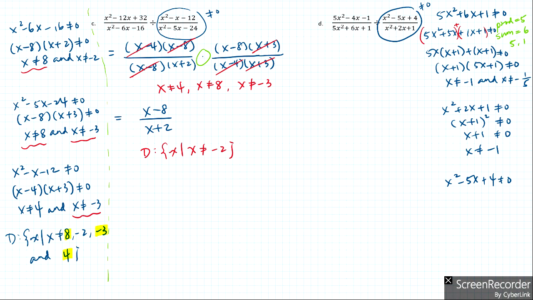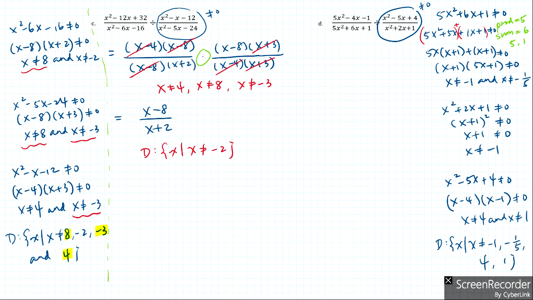domain restriction. Lastly, we have this factoring that can be done into x minus 4 times x minus 1 doesn't equal 0. And therefore x doesn't equal 4 and x doesn't equal positive 1. So altogether, the domain restriction is x such that x doesn't equal negative 1, negative 1/5, and 4, 1 over here. So that's the original domain restriction.